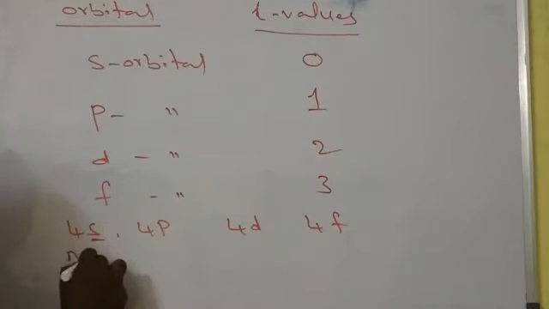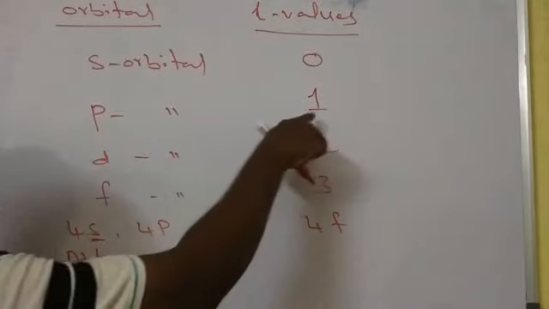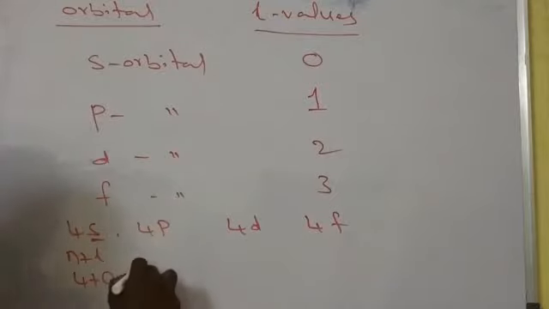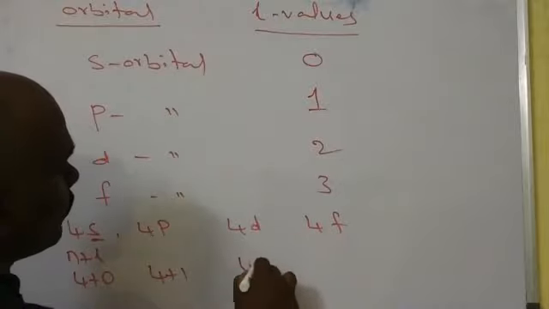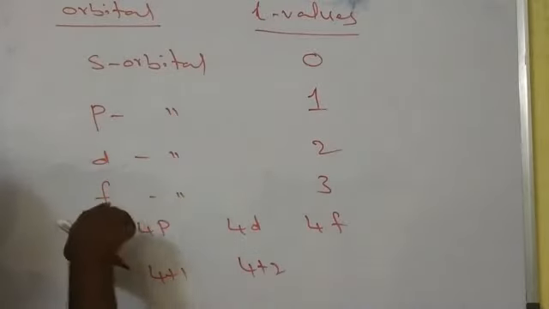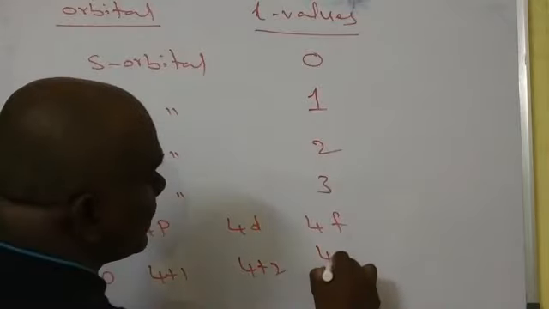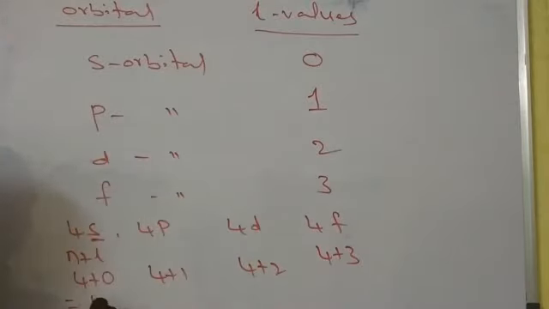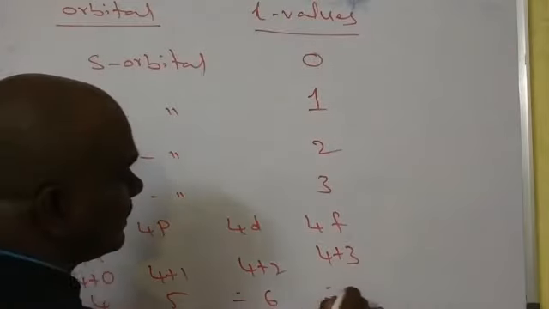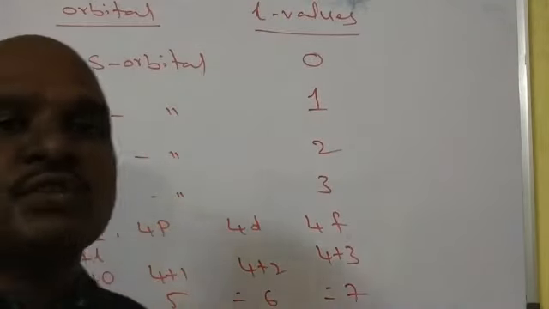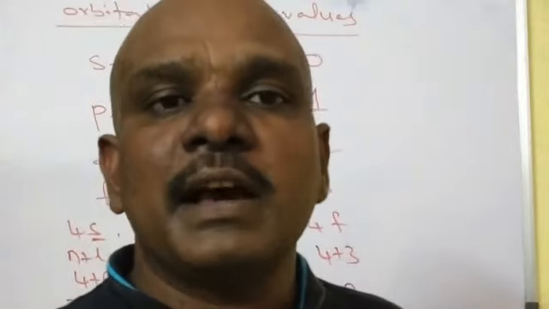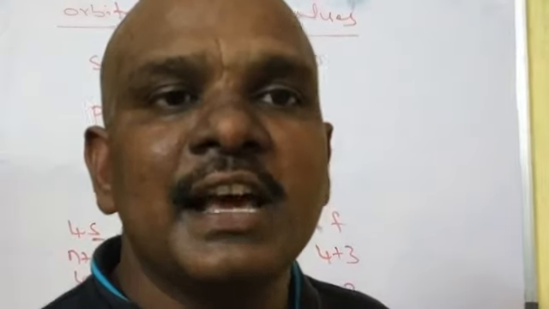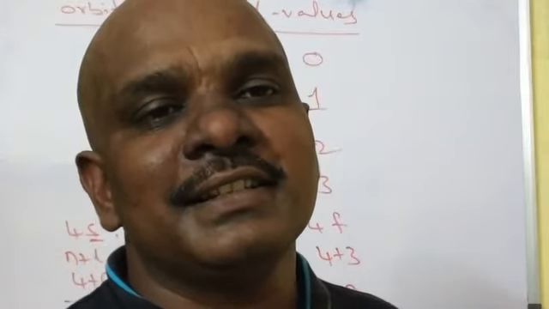0. Here, if we take n plus L, this is 4 plus 0. For the p orbital, the L value is 1, so 4 plus 1. For the d orbital, 2, so 4 plus 2. For the 4f orbital, the L value is 3, so 4 plus 3. This is 4, this is 5, this is 6, this is 7. Each orbital has its own L value: s orbital 0, p orbital 1, d orbital 2, and f orbital 3.